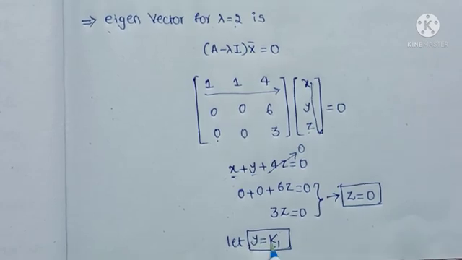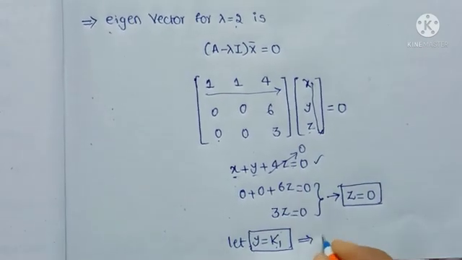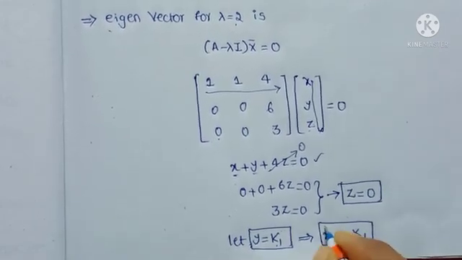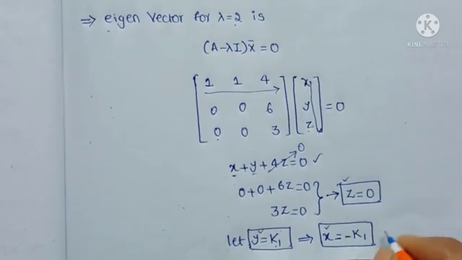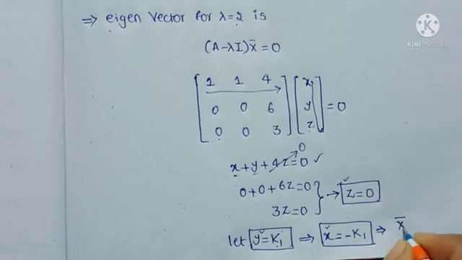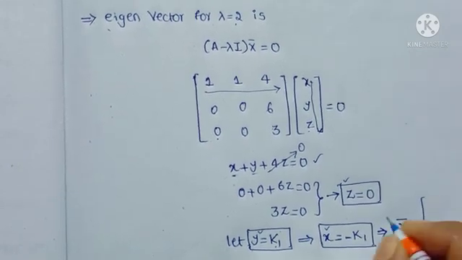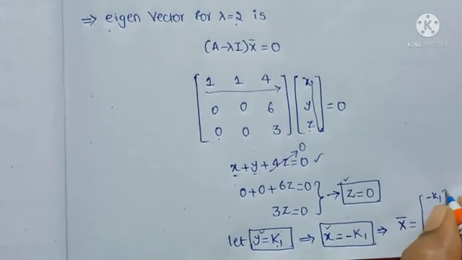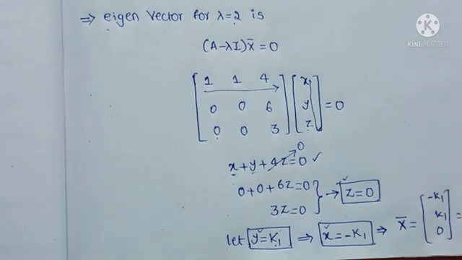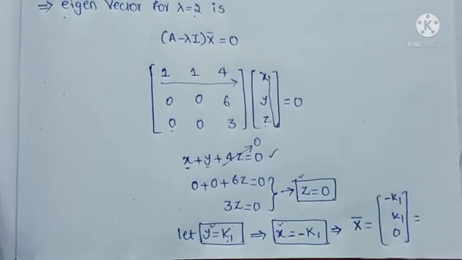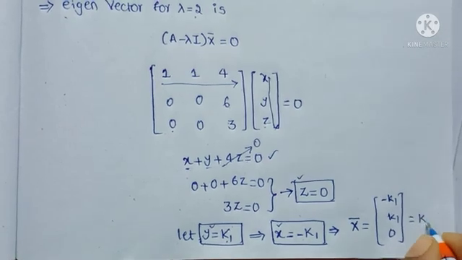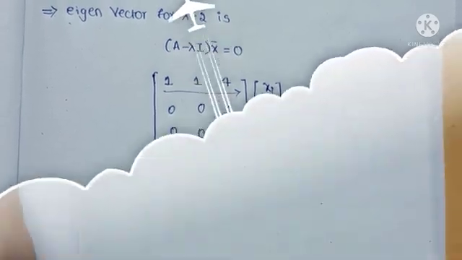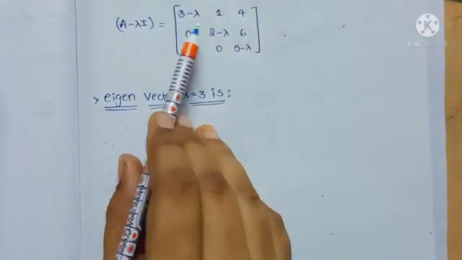By substituting y equal to k1 in this equation, we can find x equal to minus k1. So now we know the x, y, z values. Now we write the matrix vector form: x bar is equal to, here x is minus k1, y is k1 and z is 0. Taking k1 as common, we get minus 1, 1, 0. And I wrote the A minus lambda I matrix here.